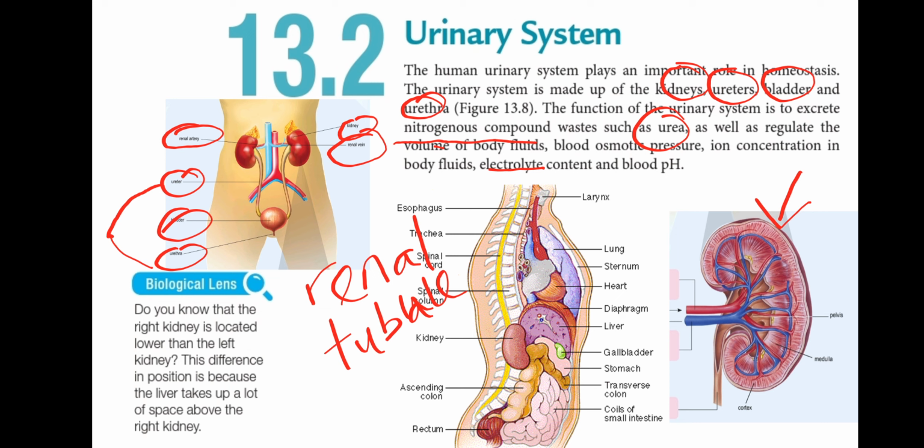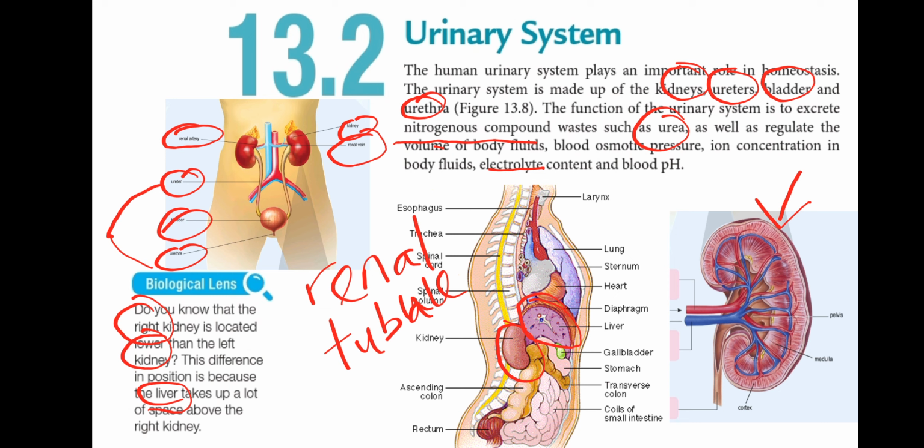So let's see here, this biological lens. You have extra knowledge here: the right kidney is always lower than the left kidney. Why? Because the liver takes up the space. If you see here, this is the liver from the side, and the kidney is over here. This right kidney will be lower, but this one is a side view, so we cannot see the position high or low. On the next slide, I will show you how it is lower.